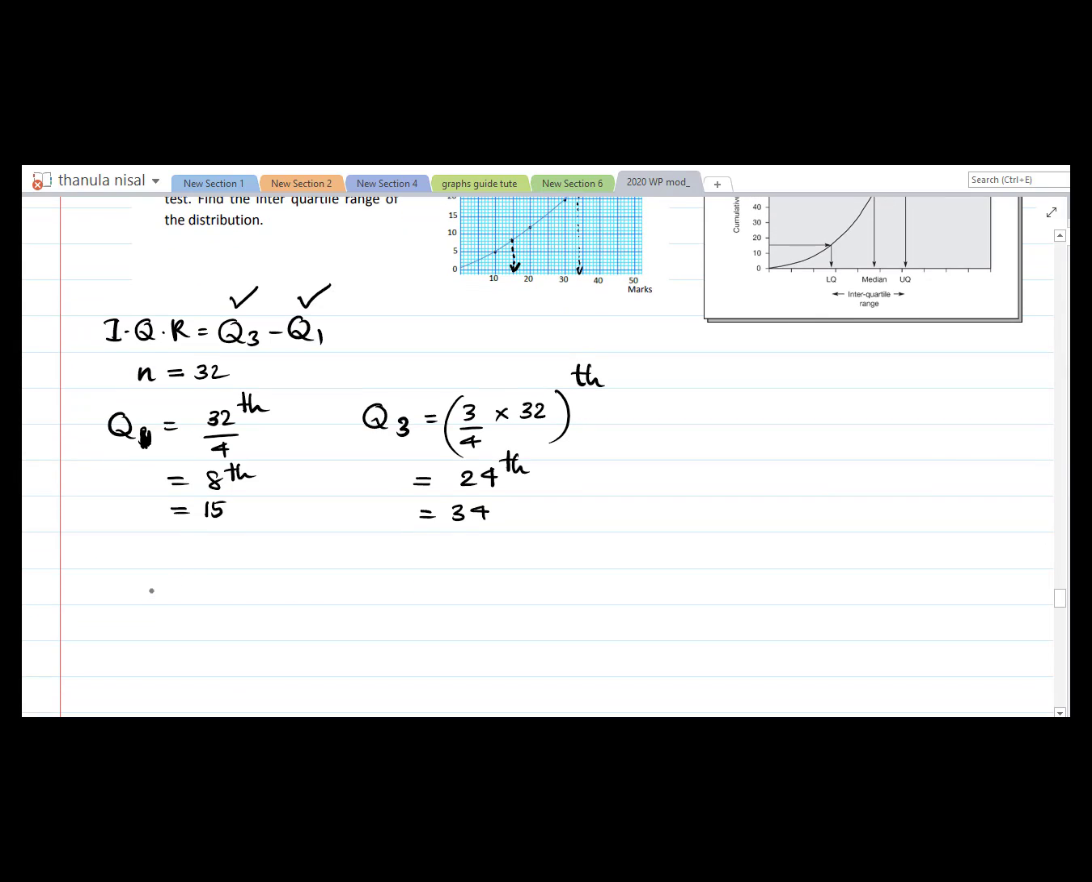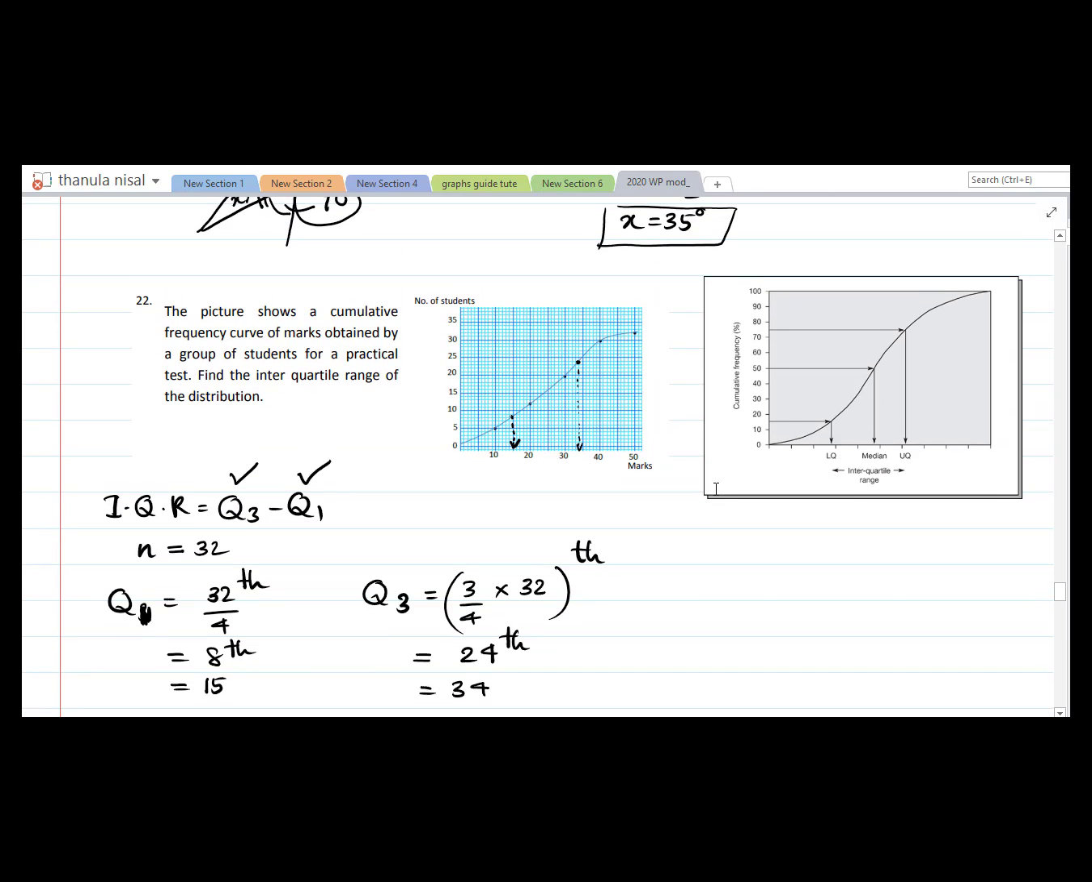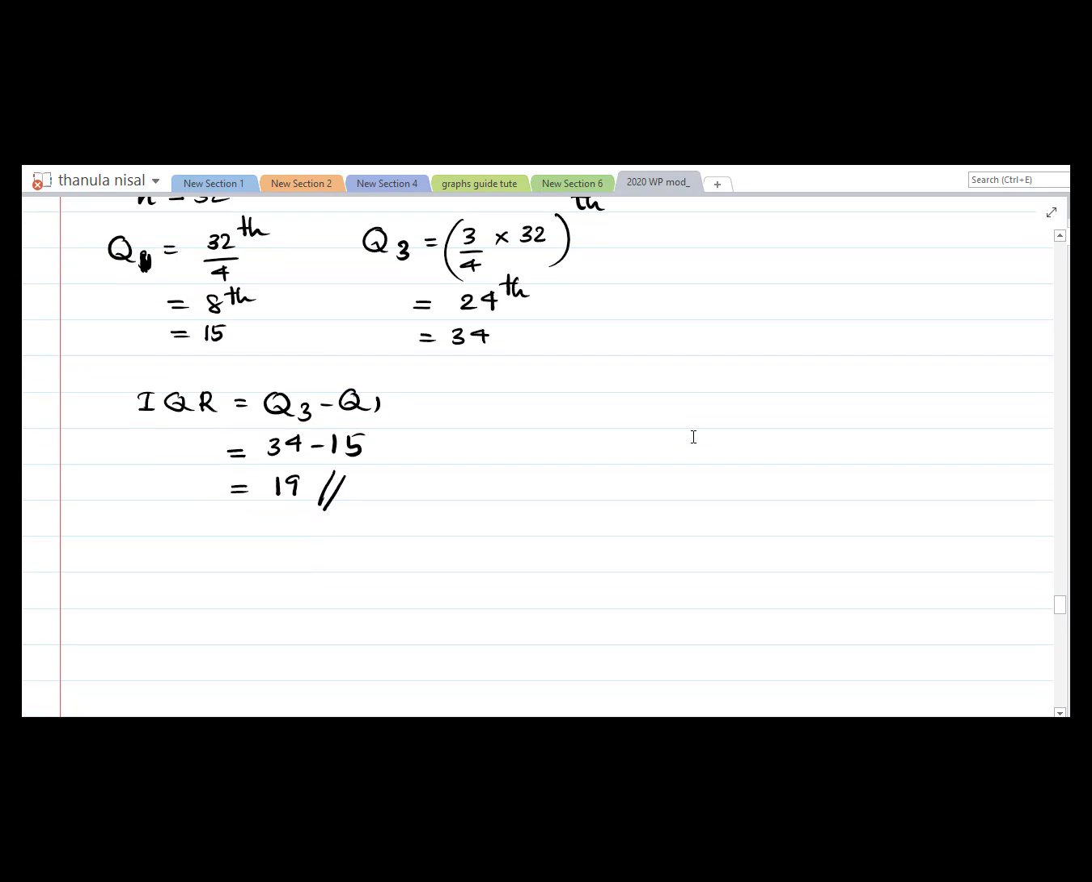Therefore, interquartile range is Q3 minus Q1, that is 34 minus 15. So what's the value? That is 19. Okay, questions up to 22 are over. Let's jump to the other one.